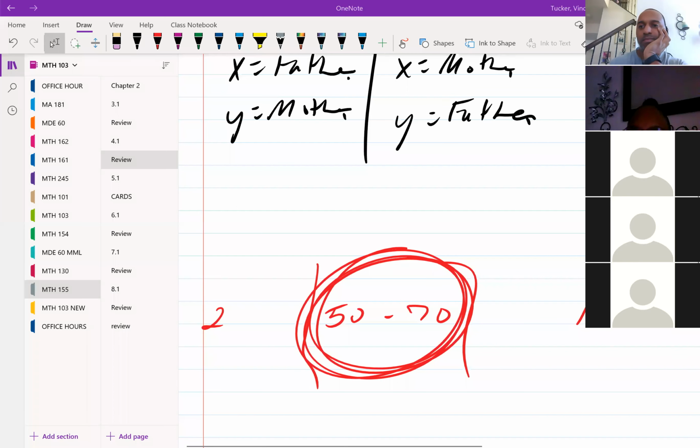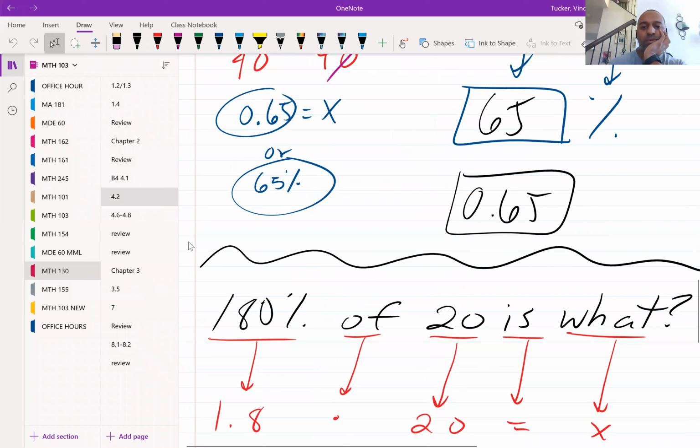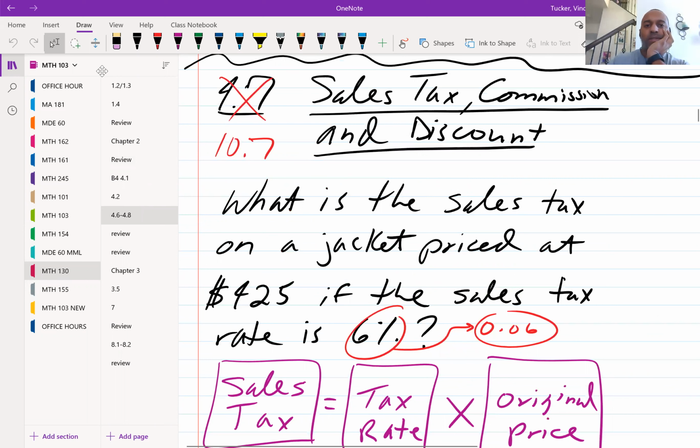Let's see. Looks like everybody's in. Okay, so we are 1:30, right? We have two sections left that we're going to talk about. We did 10.6, so we're starting here with 10.7 today. We'll do 10.7 to 10.8, and we'll be done with chapter 10. So sales tax, commission, and discount is 10.7.